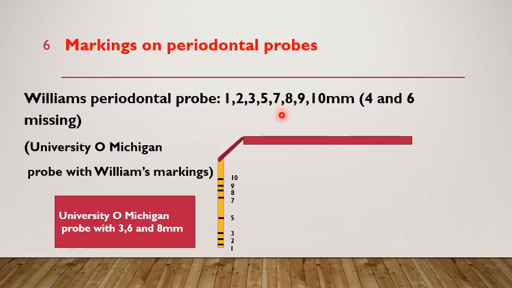This ranges from 1 to 10 millimeter. 4 and 6 are missing. This is done as a convenience form. If we insert the probe in the pocket, it will be very difficult to read all the 10 millimeters continuously. So if we know the gaps, then it will be easy to read. The University of Michigan probe has one more variant where it has 3, 6 and 8 millimeter markings.